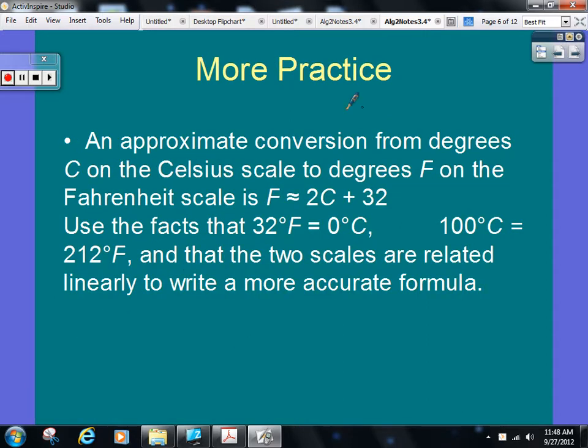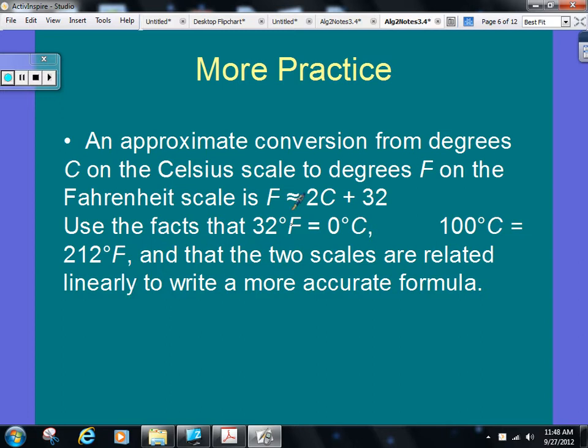More practice. An approximate conversion from degrees Celsius on a Celsius scale to degrees Fahrenheit on the Fahrenheit scale is F is approximately 2C plus 32. We are going to use these facts that 32 degrees Fahrenheit is 0 degrees Celsius and 100 degrees Celsius is 212 degrees Fahrenheit, and that the two scales are related linearly to write a more accurate formula.